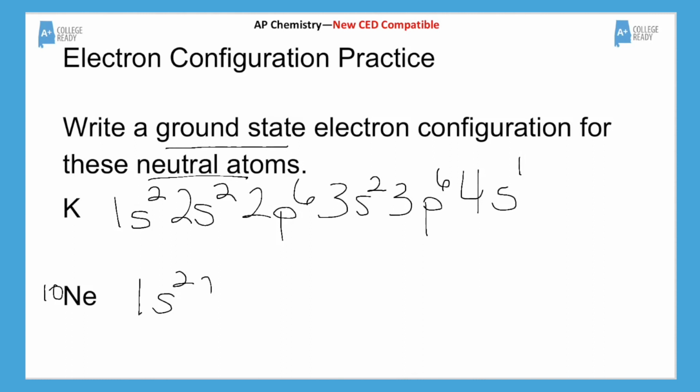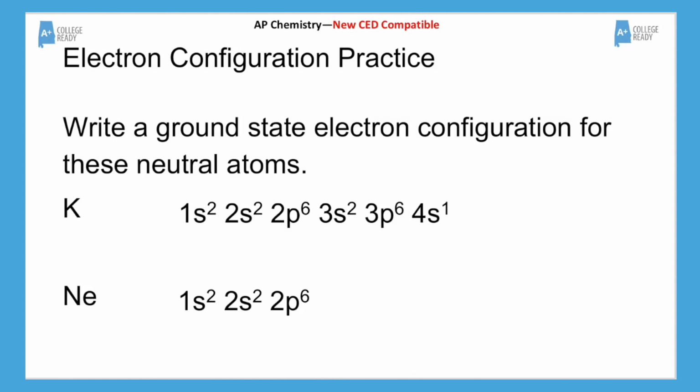So here for neon, I mentioned this a couple of slides ago, it ends in p6. Notice all noble gases, except for helium because it only has 2 electrons total, do have that octet, those 8 valence electrons. And so there we go.